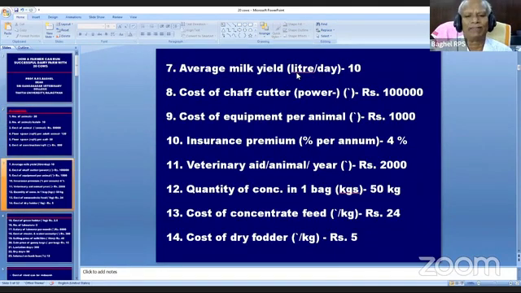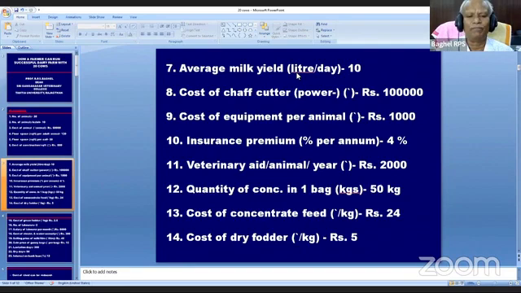Next point is the average milk yield of the animal. Average milk yield should be a minimum of 10 liters. Then only your farm can be economical. For this purpose, when you purchase the animals, their milk production should be around a minimum of 16 liters per day, by which you can get an average of 10 liters of milk over 305 days.